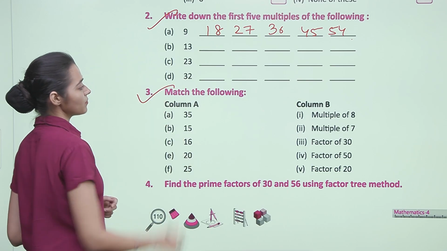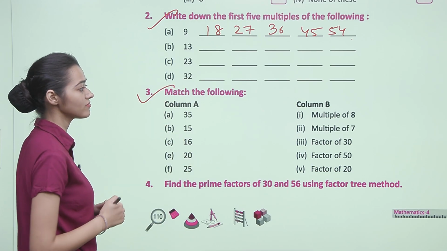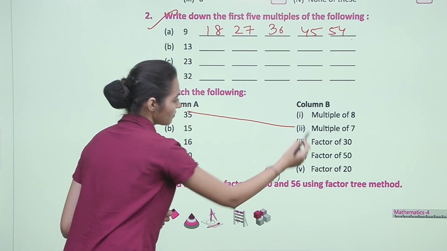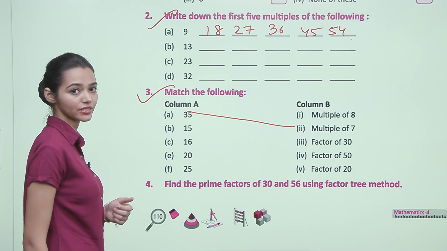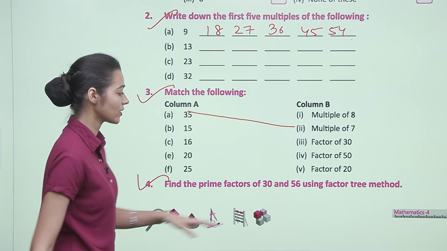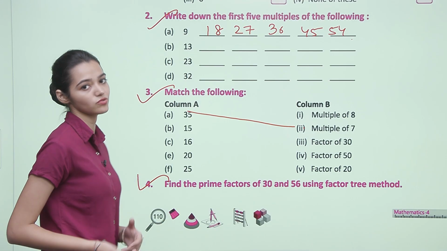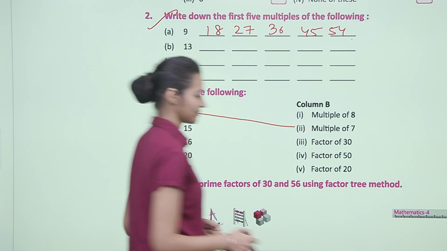In the next one, we have to match the following, column A. 35 is a multiple of 7. That's how you can complete the remaining part. Now in the next one, we have to find the prime factors of 30 and 56, which you have to find out by the factor tree method.